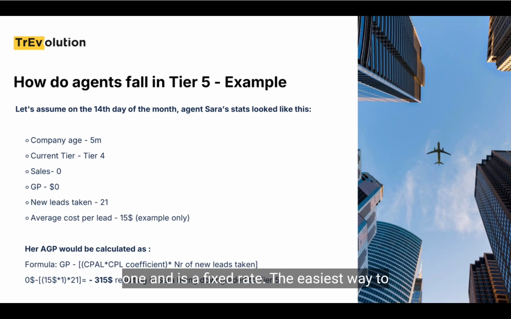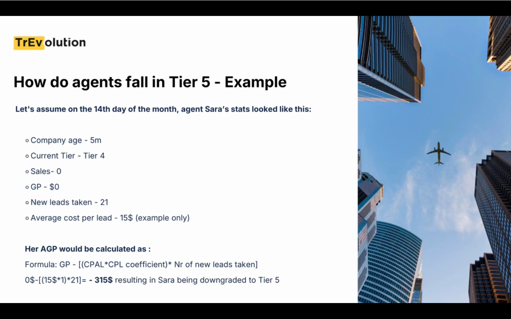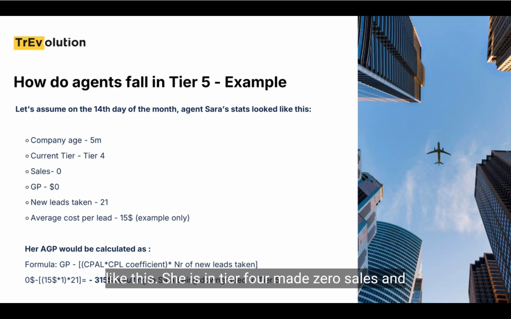The easiest way to understand this is with an example. Let's assume we have an agent Sarah, who is a 5-month agent. On the 14th of the month, agent Sarah's stats look like this. She is in Tier 4, made 0 sales and thus accumulated $0 GP. She took 21 new leads, at a cost of $15 per lead.